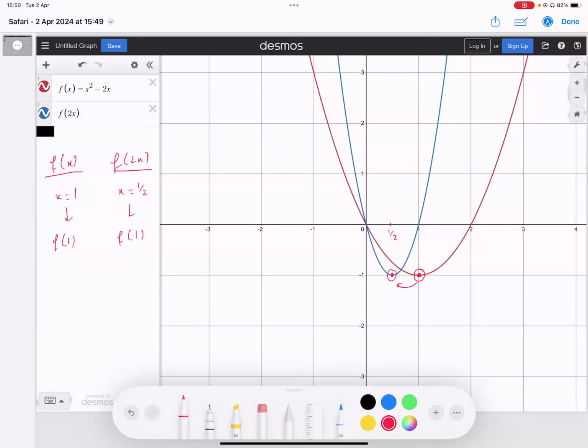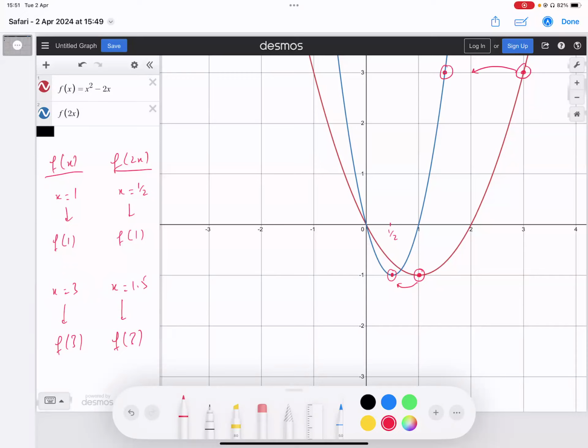Similarly, the value that we were getting perhaps at x equals 3 earlier, which was f of 3, where will we get that value now in the second function? What value of x do we have to input here to get f of 3? We would have to input x equal to 1.5. So the point at 3 moves to 1.5. So this point at x equals 3 moves to x equals 1.5.